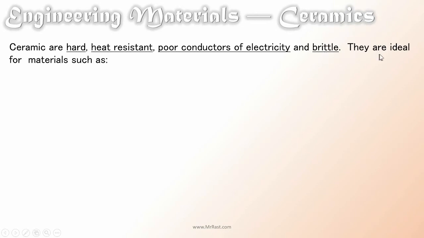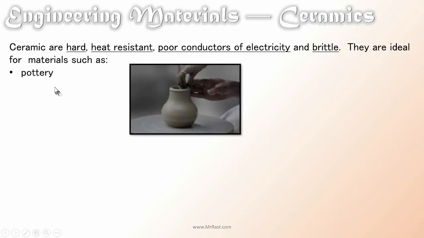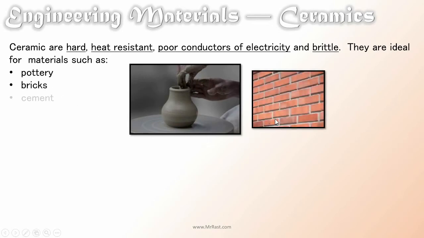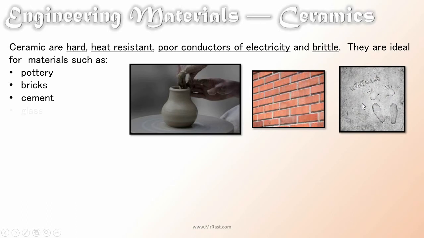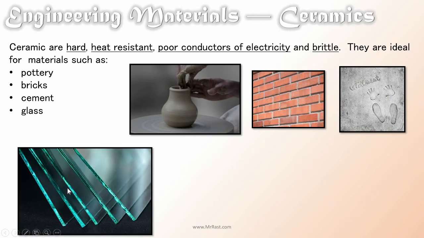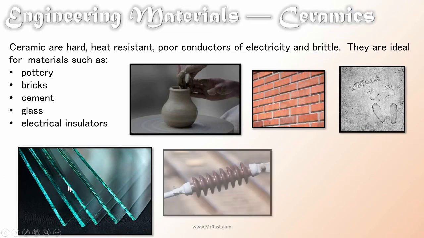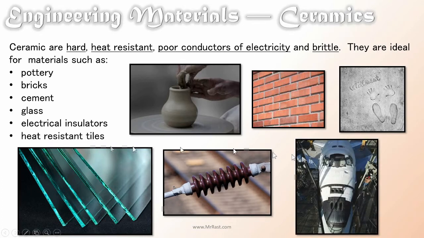So that makes ceramics ideal for things like pottery, bricks, cement, glass. Yes, glass is a ceramic. Electrical insulators. So you can see wires with ceramics surrounding them because they are poor conductors of electricity. Heat-resistant tiles. Spaceships have ceramics plating the outside because they're so heat-resistant that it protects the spaceship.